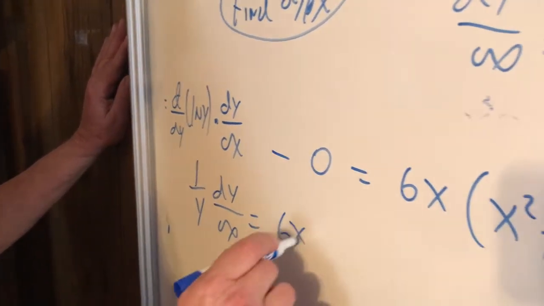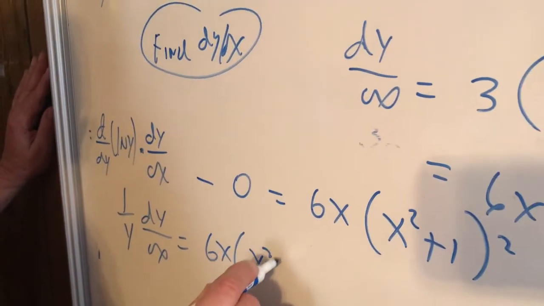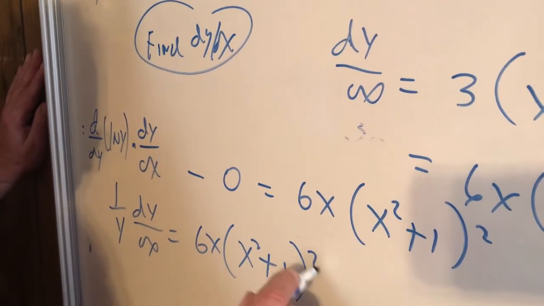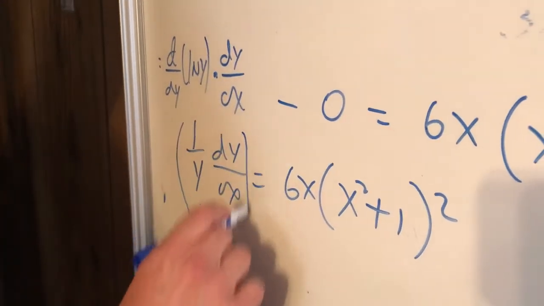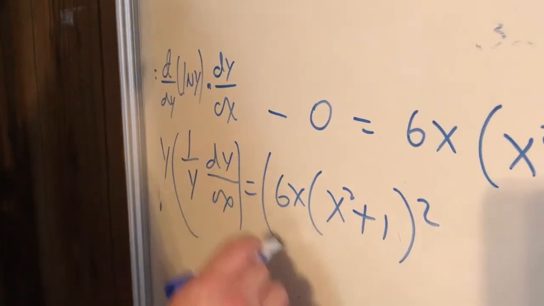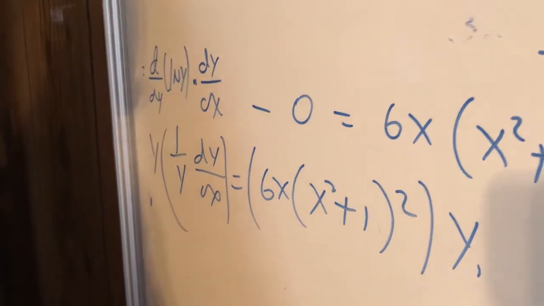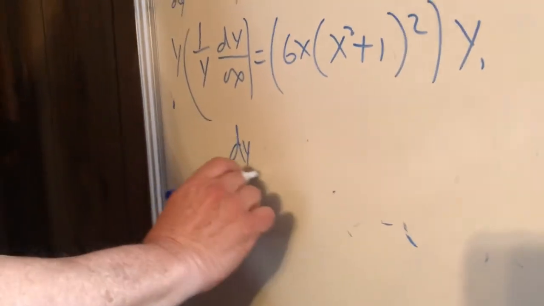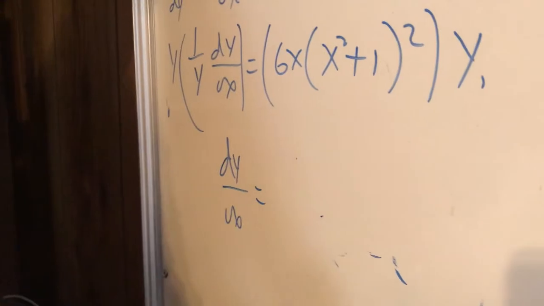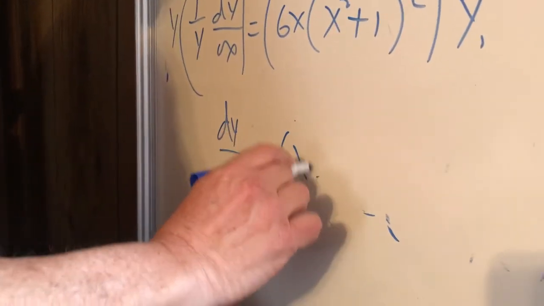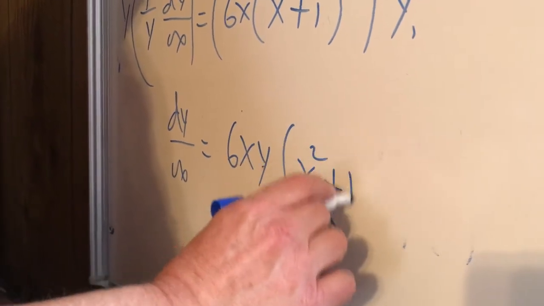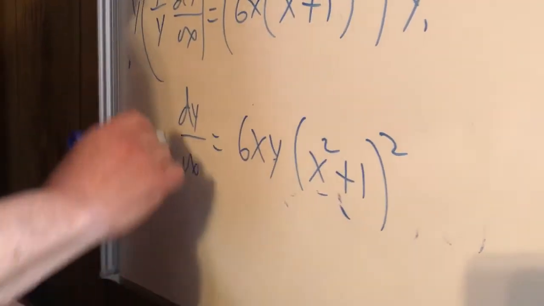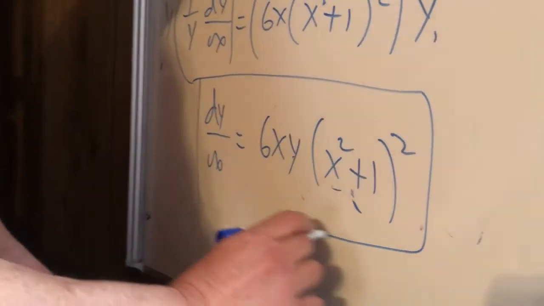Equals 6x times (x squared plus 1) squared. Multiply both sides by y. And dy/dx equals 6xy times (x squared plus 1) squared. And there's your answer.